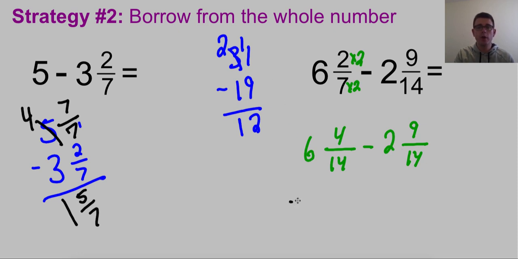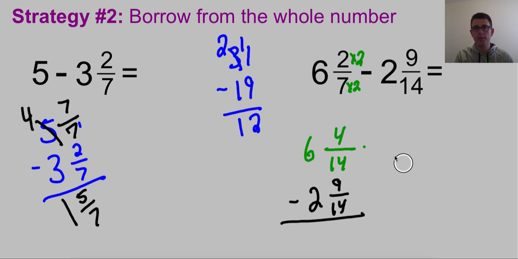So I'm going to rewrite mine vertically instead, just because I'm used to doing my subtracting in kind of that vertical format. Again, I can do 6 minus 2, but I can't do 4 minus 9. So I need to borrow, just like I did over here. I'm going to borrow from the 6, making it into a 5. So I basically took 1 of something. That 1 I'm going to chop up into pieces, and since I'm dealing in 14ths, I'm going to go ahead and make it into 14ths.